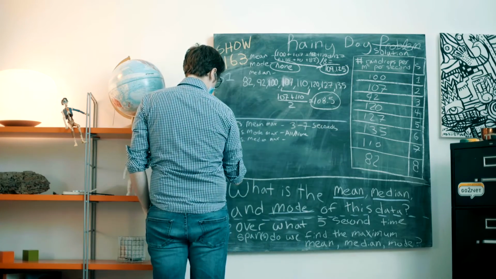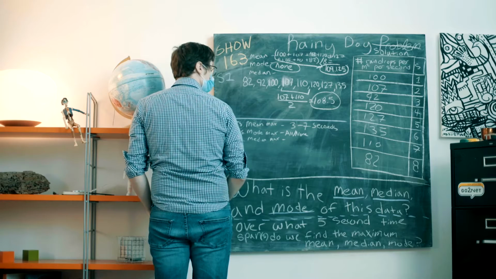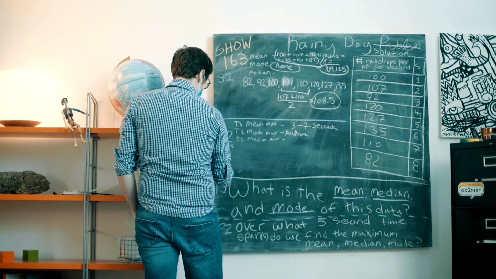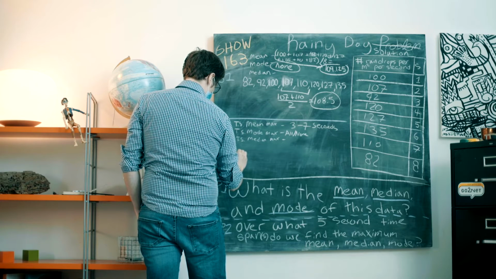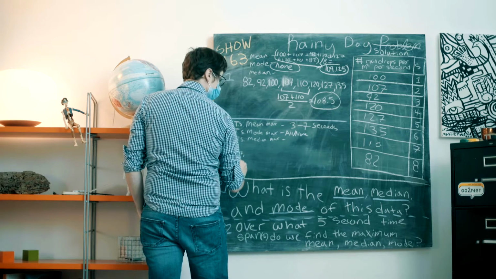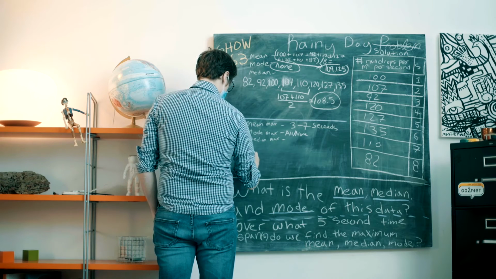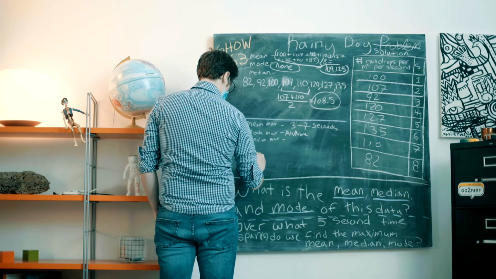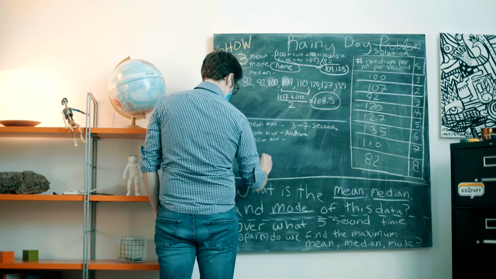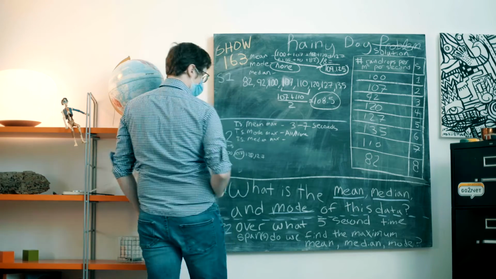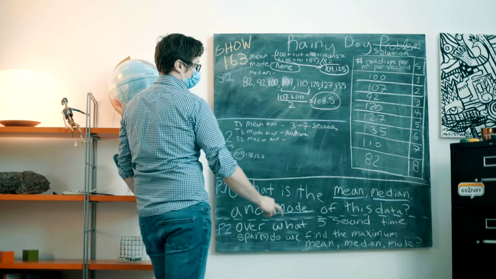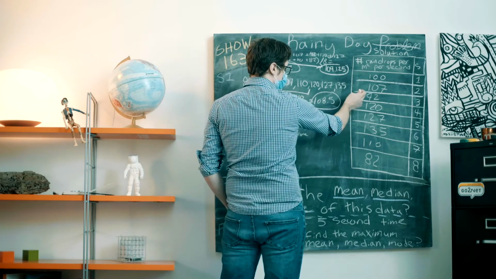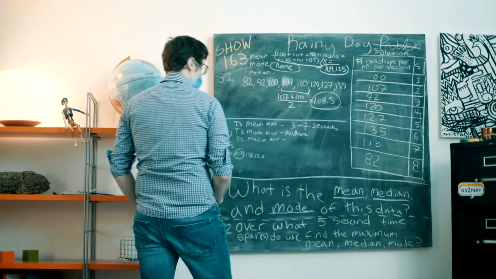So let's do from 1 to 5. 1 to 5 would be 92, 100, 107, 120, and 127. So this middle value is our median, and that is 107. So the median from 1 to 5 is 107.